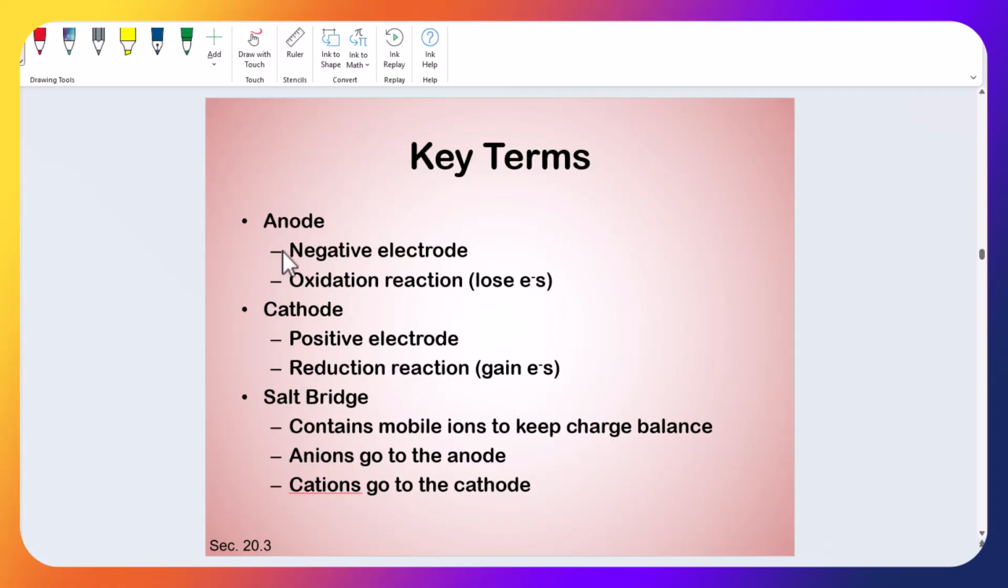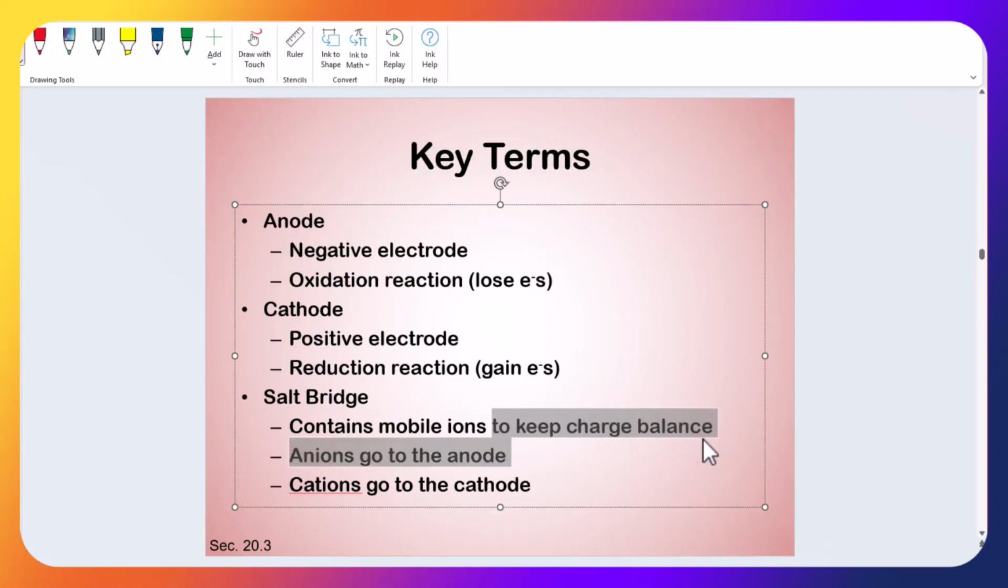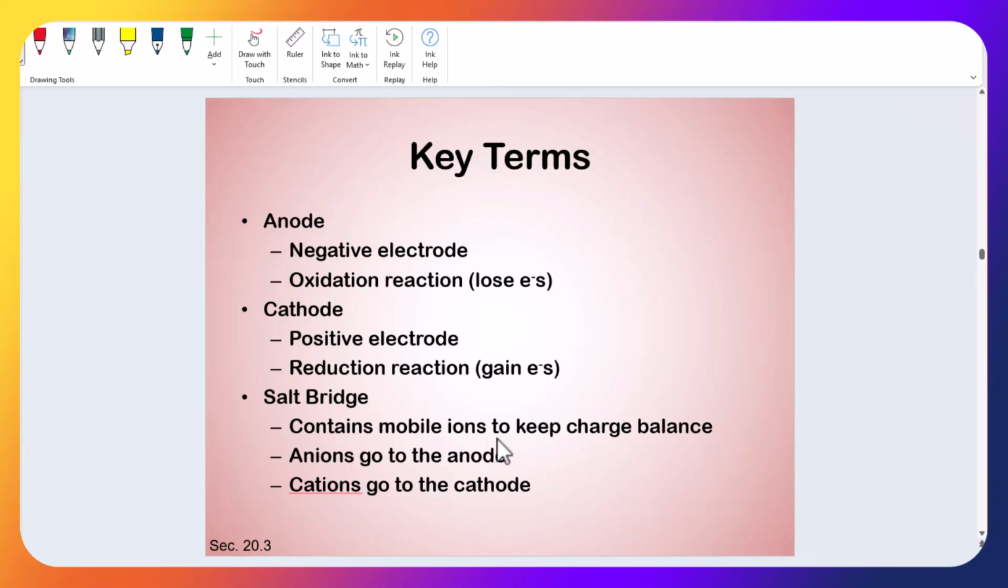Key terms: anode, negative electrode, that's where oxidation takes place. That's the loss of electrons. Cathode, the positive electrode, that's where reduction takes place, gains electrons. The salt bridge contains mobile ions, inert ions that aren't going to do chemistry. They're just there to keep the charge balanced. Remember, negatively charged anions go into the anode compartment. Positively charged cations go into the cathode compartment. Anions to the anode, cations to the cathode. Remember that. Say it 5 times before you go to bed tonight.